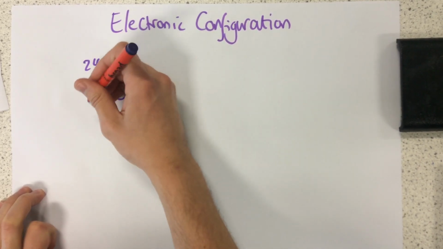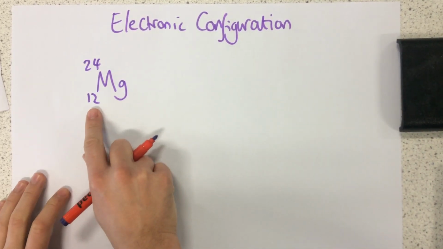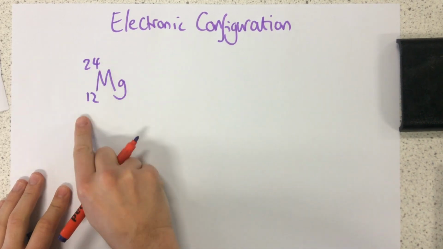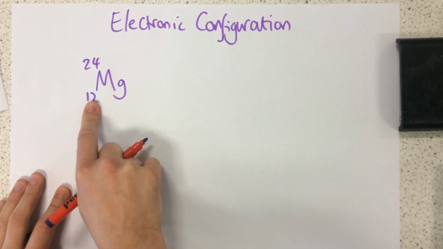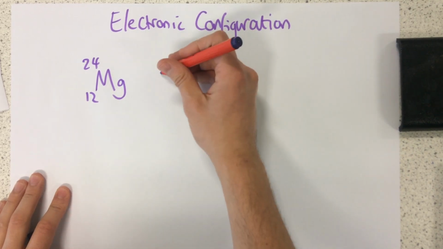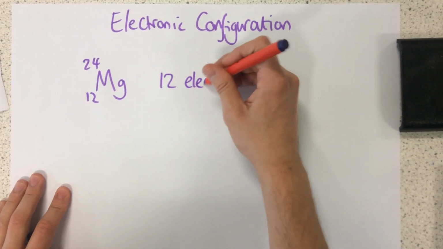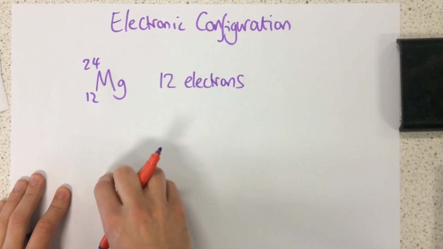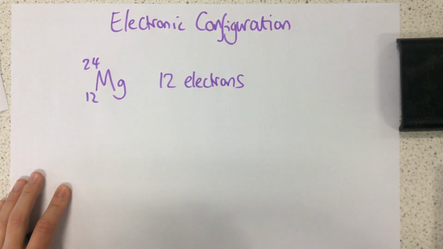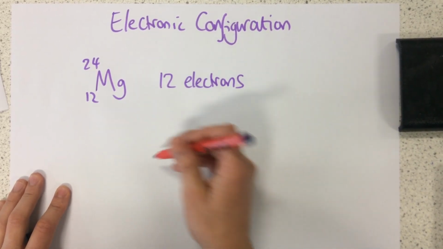It has a mass number of 24 and an atomic number of 12. So remember, first of all, this number here is the atomic number. That tells the number of protons. It also tells the number of electrons. So I know magnesium has got 12 electrons. Now remember, it's the protons and the neutrons that go in the nucleus, and the electrons go in shells around the outside. So how do they fit in?